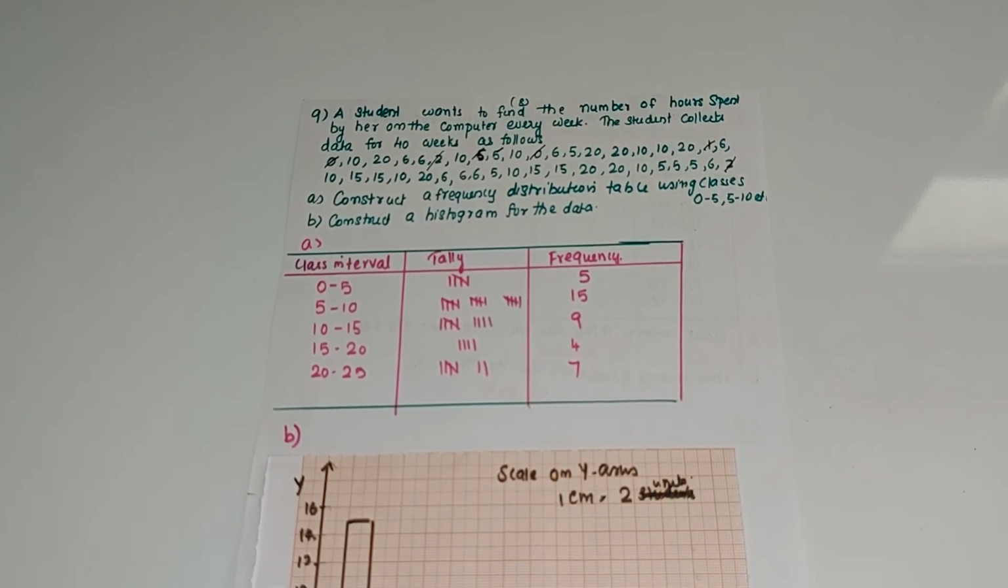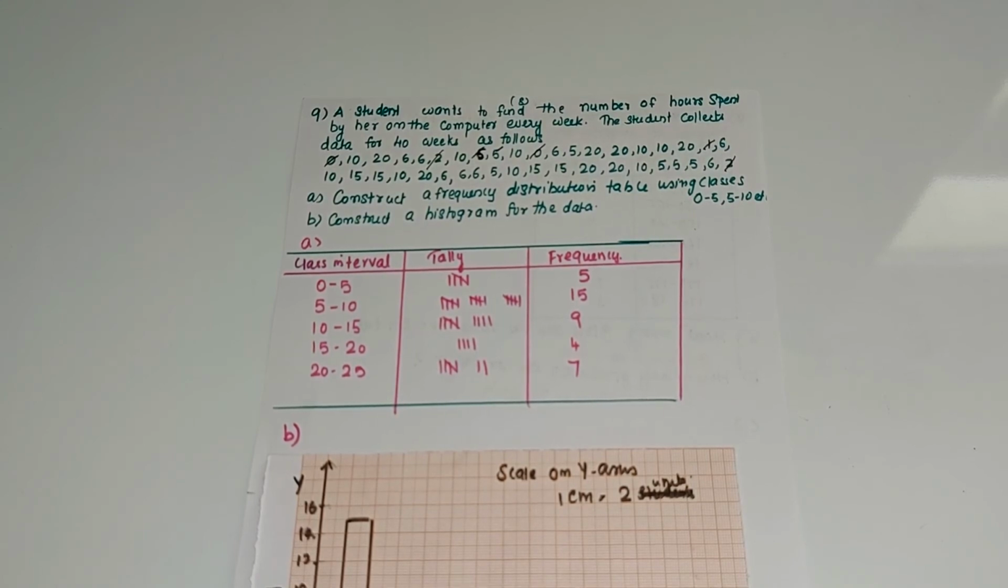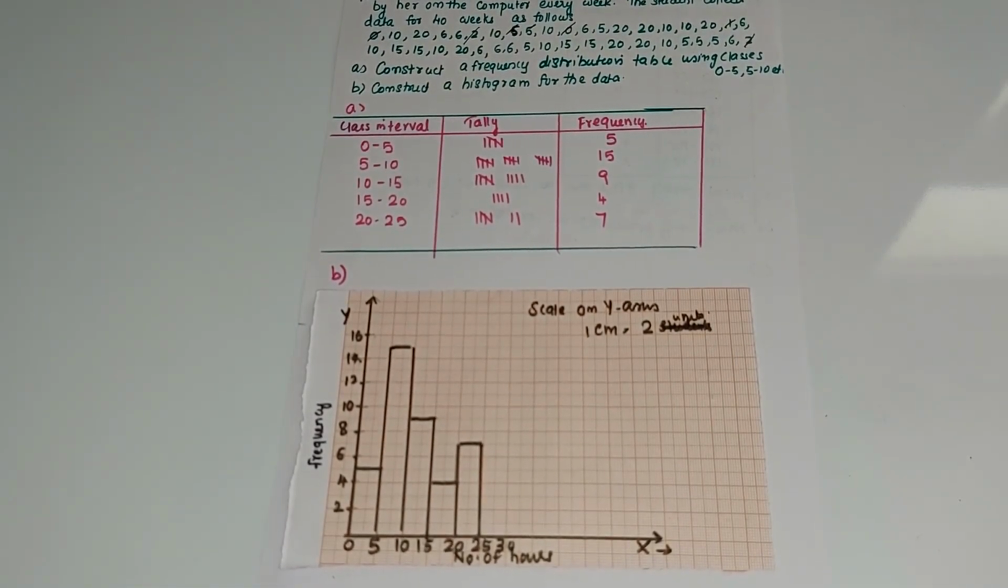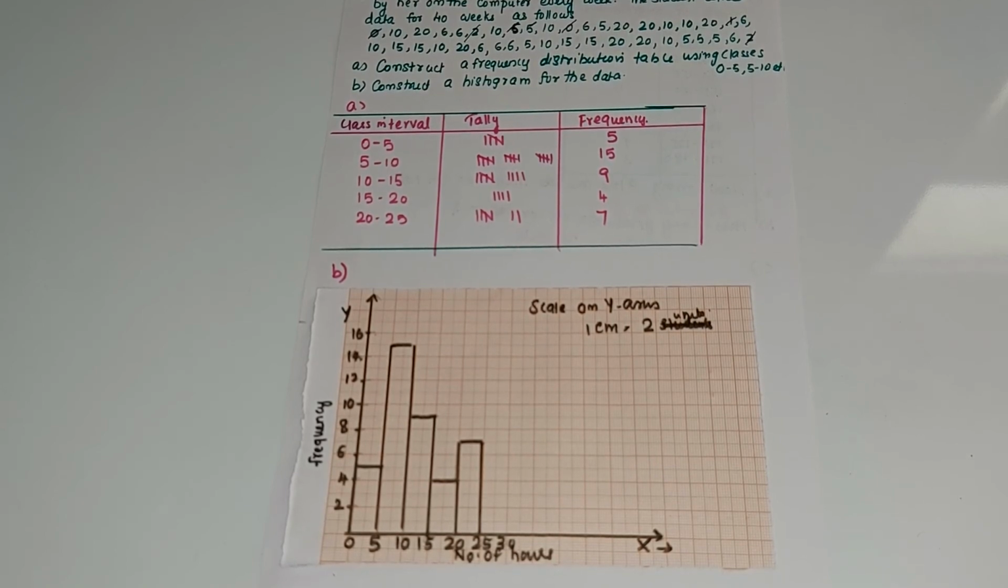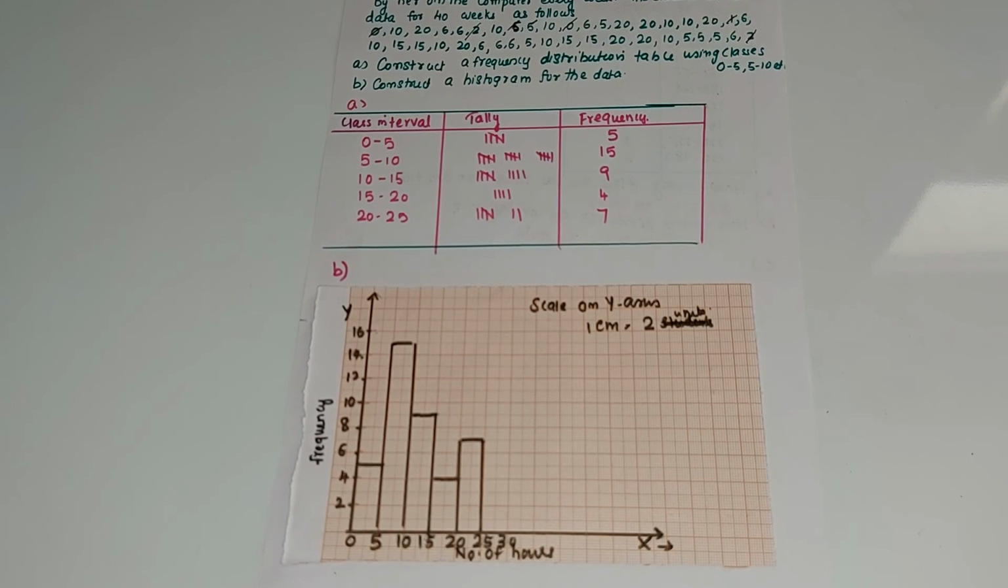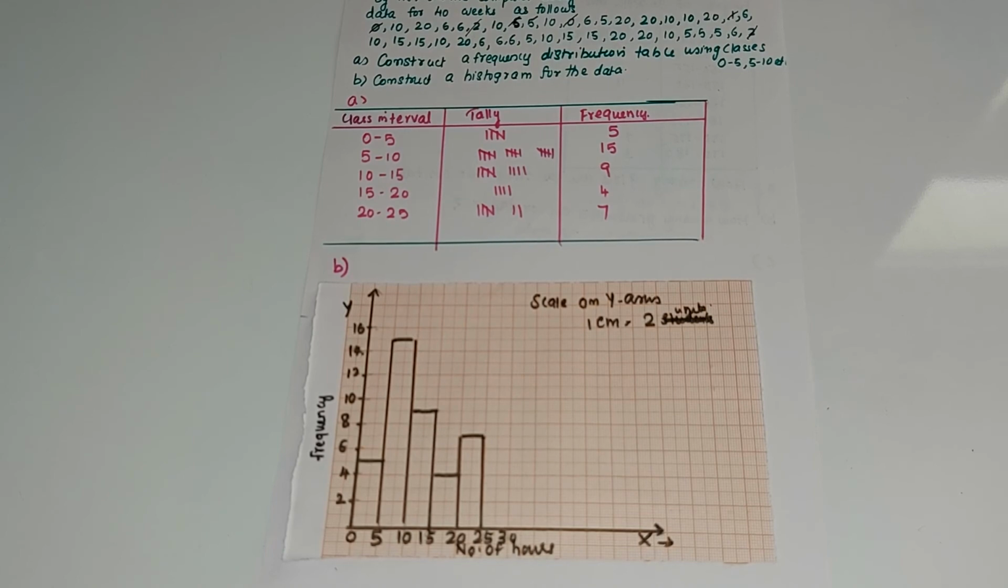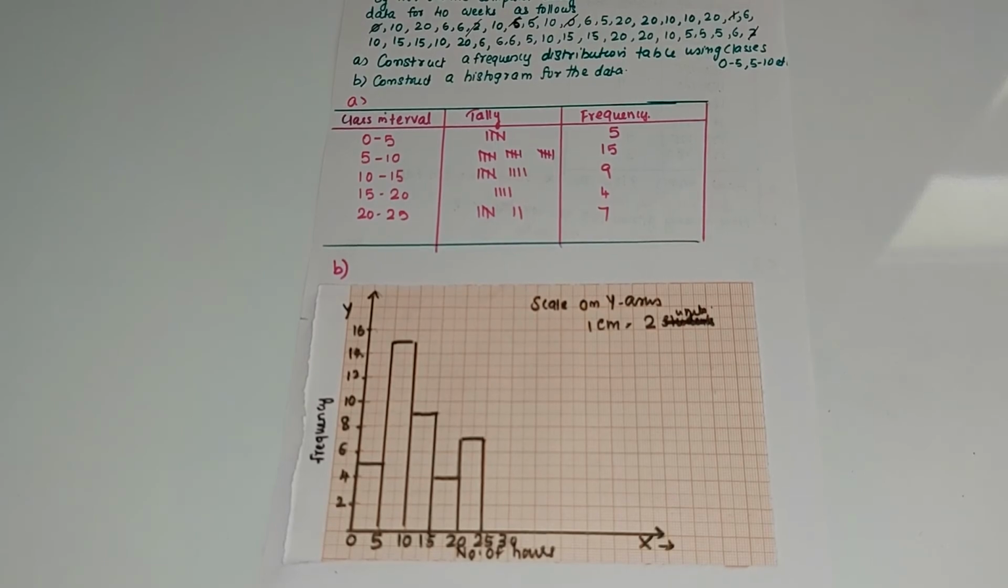If I'm asking one question, if 10 is the number of hours, in which class will it come? It will come in 10 to 15. If 10 is the number of hours, it will come in the class interval 10 to 15. So this is our frequency distribution table, and using this frequency distribution table you can draw the histogram. Here in the x-axis you take number of hours, and in the y-axis it's frequency, and you write the scale also. Scale on the y-axis is given as 1 centimeter equal to 2 units. So in this way you can draw the histogram.